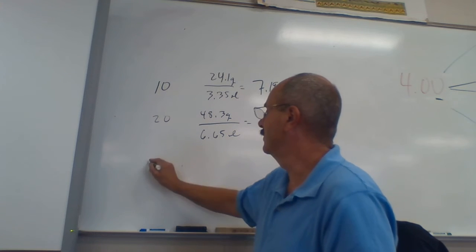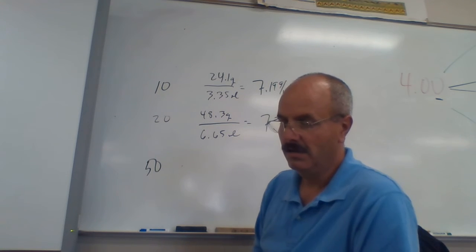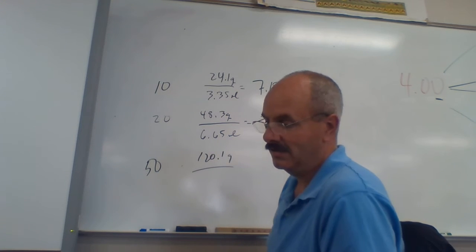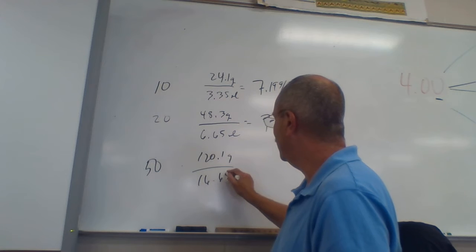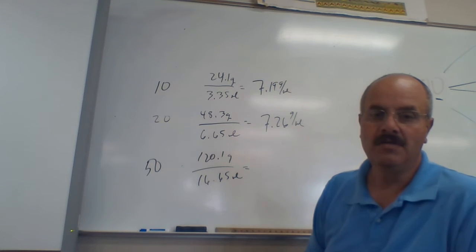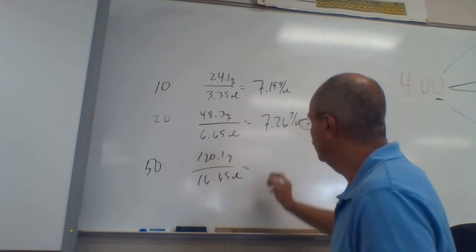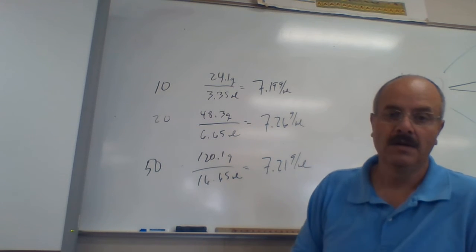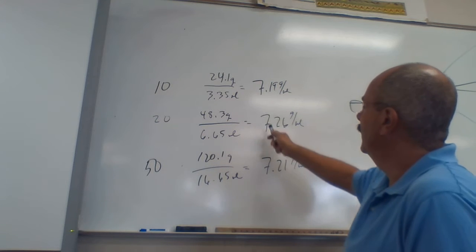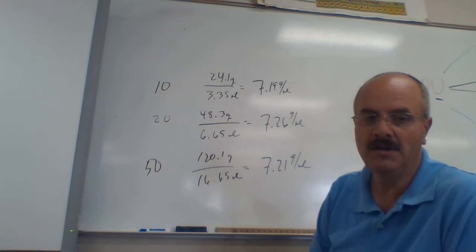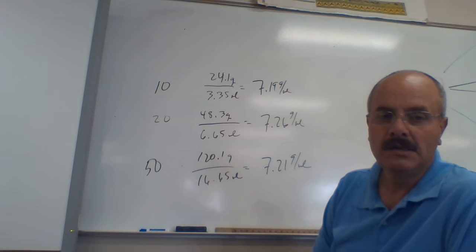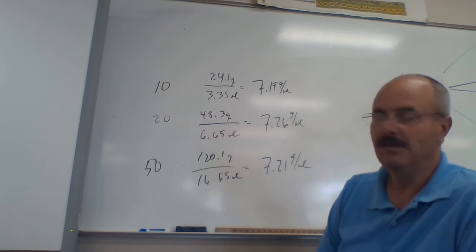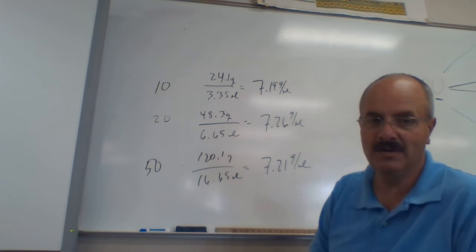So with that in mind, if we go to the 50 washers, we've got 120.1 grams and a volume of 16.65 milliliters. If you divide that out, you should have gotten 7.21 grams per milliliter. Looking at 7.19, 7.26 and 7.21, we can basically say the density didn't change. It's pretty close to the same, right? It's all basically about 7.2 all the way down.